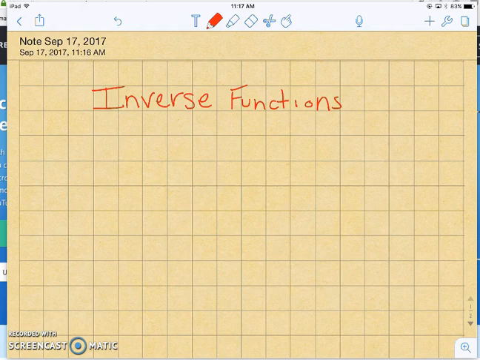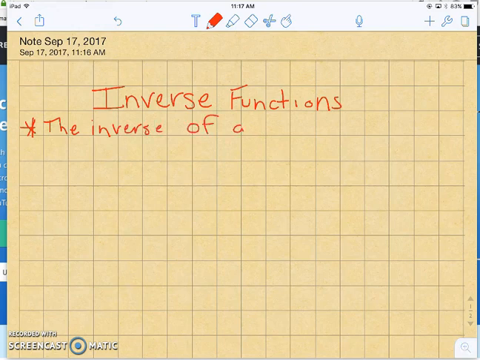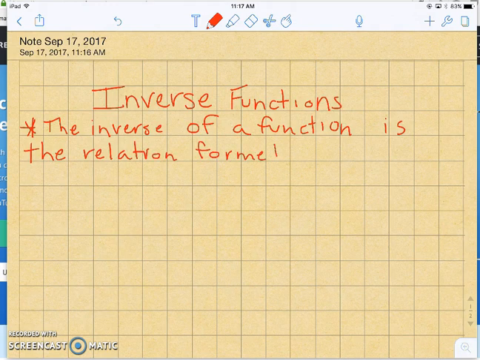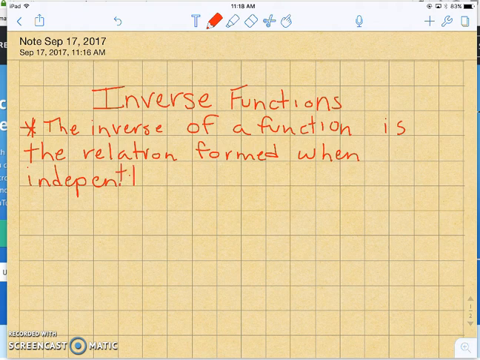Today we're going to take a look at the inverse of functions. The inverse of a function is the relation formed when the independent variable, and usually when we're graphing, that's our x coordinate, is exchanged with the dependent variable.